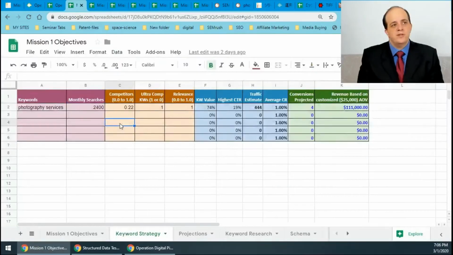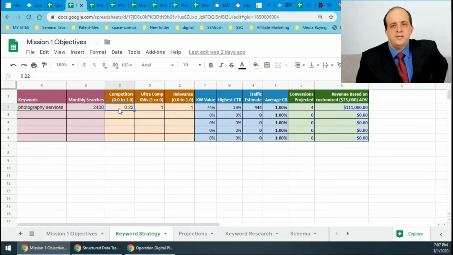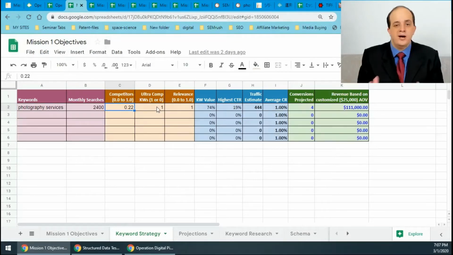After that, we have the competitors, and the competitors is given to us by SEMrush. In this case, it's 0.22. That means that 22% of our competitors are currently bidding or trying to target that particular keyword because it's profitable for them, and that's who we have to go up against. The higher the competitor rating, the lower the click-through rate you're going to get. Now you have to share your market with your competitors.